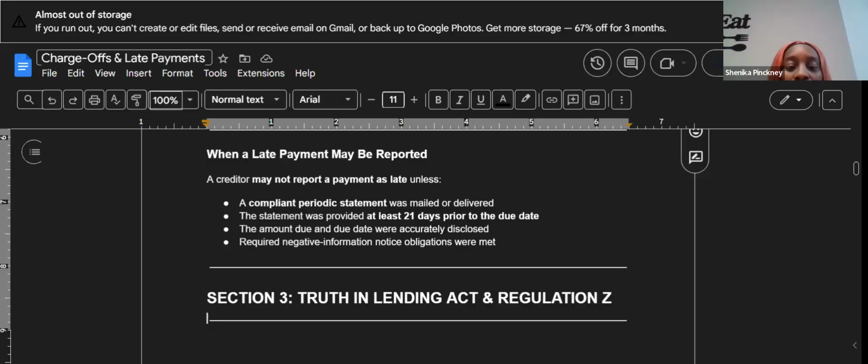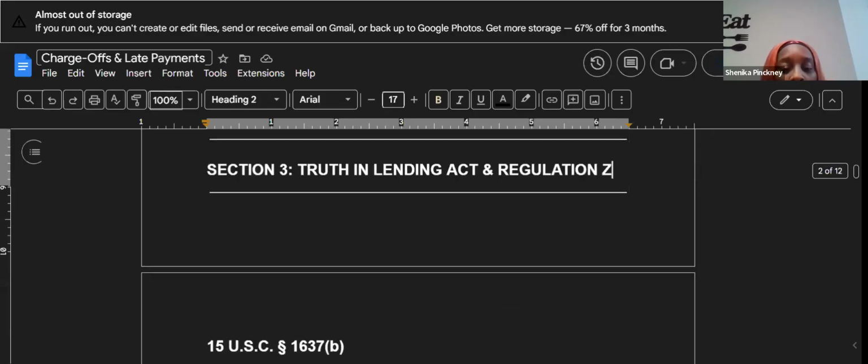The amount and due dates must be accurately disclosed. Required negative information notice obligations must be met. The negative information notice is from the Fair Credit Reporting Act, 15 USC 1681s-2(a)(7). In order for them to furnish anything negative on your consumer report, they first have to send you a negative information notice.